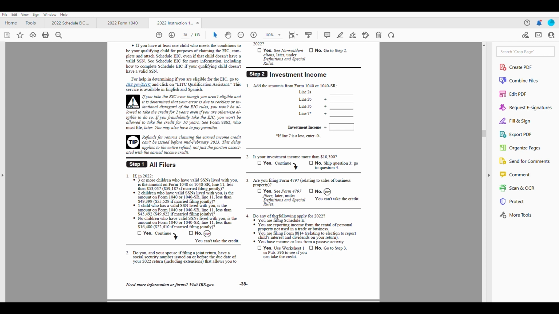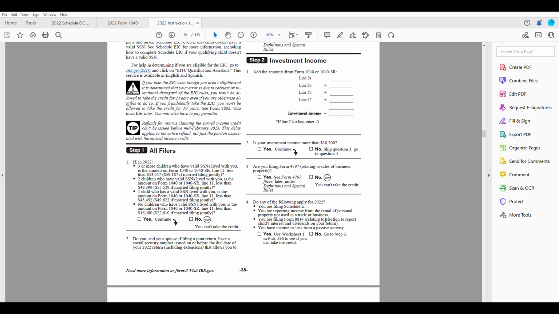Do any of the following apply for 2022? Are you filing Schedule E? No, this relates to rental income. Are you reporting income from personal property? No, in our example, we did not have this. Are you filing Form 8814? No, we're not. Do you have any income loss from passive activity? No. So we're going to go to step 3.